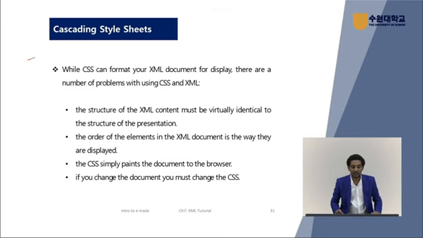So while CSS can format your XML document for display, there are a number of problems with CSS and XML. As I've said, CSS is basically used in HTML, but we can use it also in XML, but it has some problems. The structure of XML content must be virtually identical to the structure of the presentation, right? The order of the elements in the XML document is the way they are displayed. The CSS simply paints the document to the browser, right? Because it is a style sheet. And if you change the document, you have to change the CSS file. So these are some problems with using CSS and XML, okay?